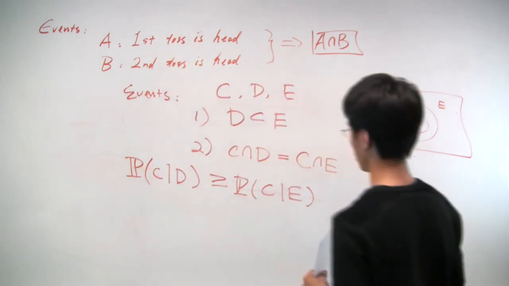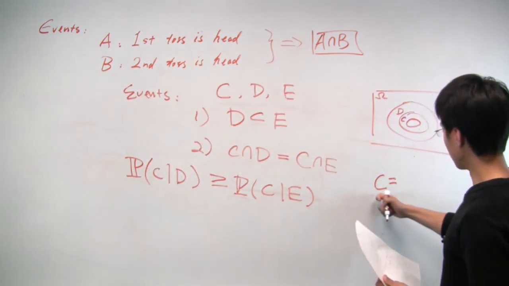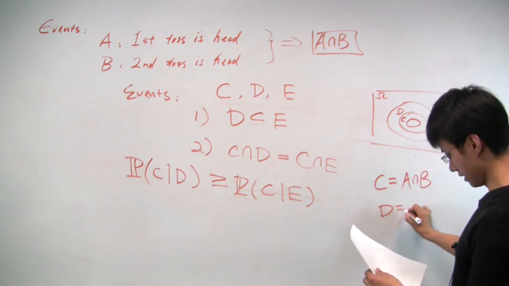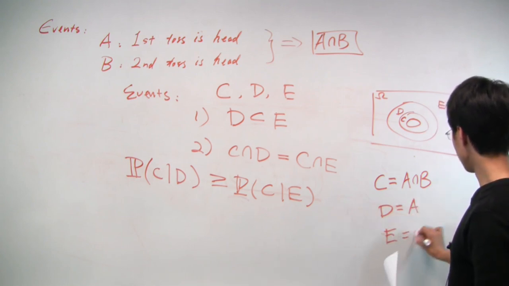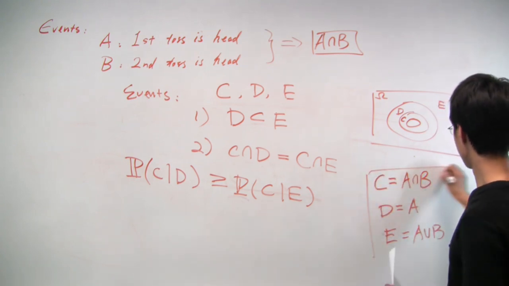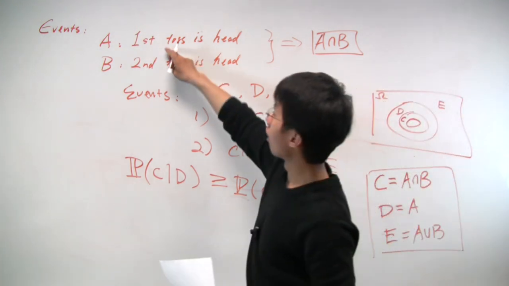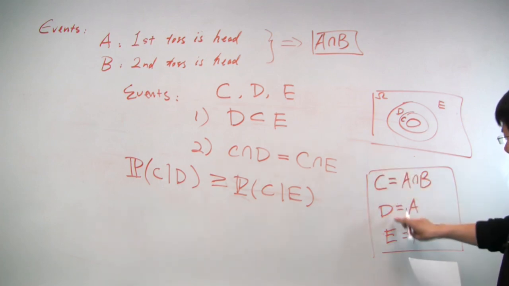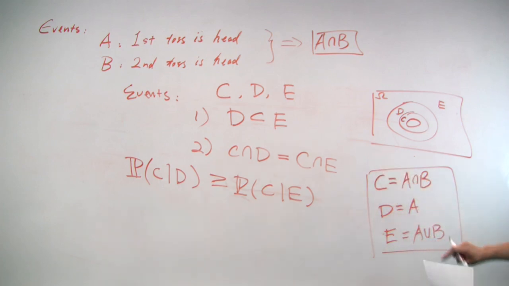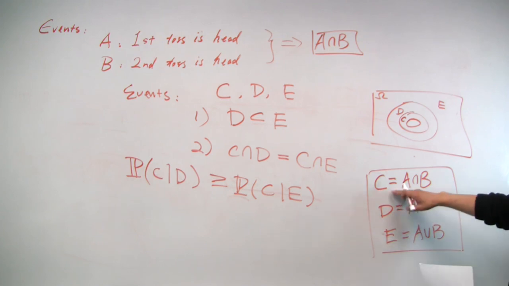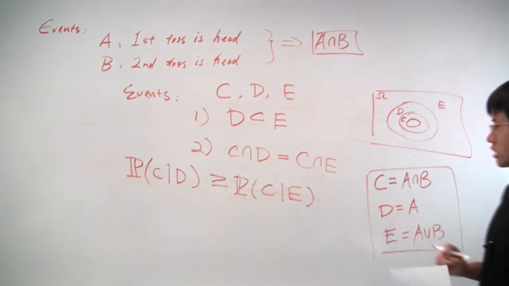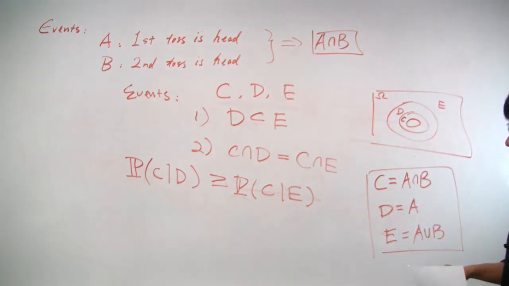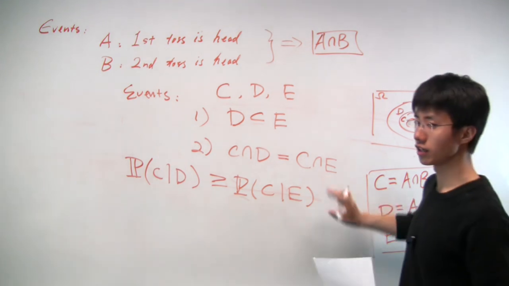But just to see why this form is more general, if we let C be the event A intersection B, D be the event A, and E be the event A union B, where A and B are the events that we defined earlier, we can verify that these conditions are true. Namely, D is a subset of E because A is a subset of A union B, and C is a subset of both D and E, hence condition 2 is also true. If that's the case, we recover the result we got earlier, and hence this equation is a more general form.